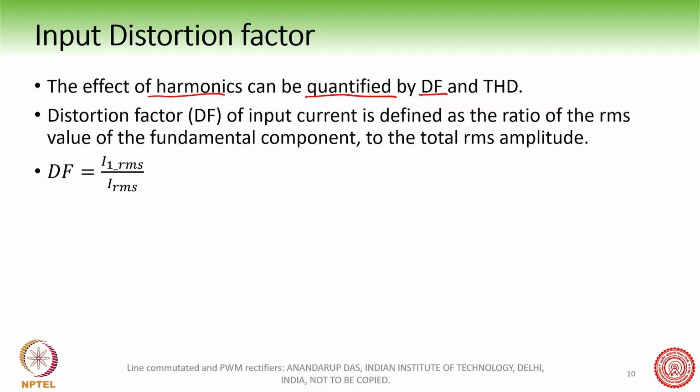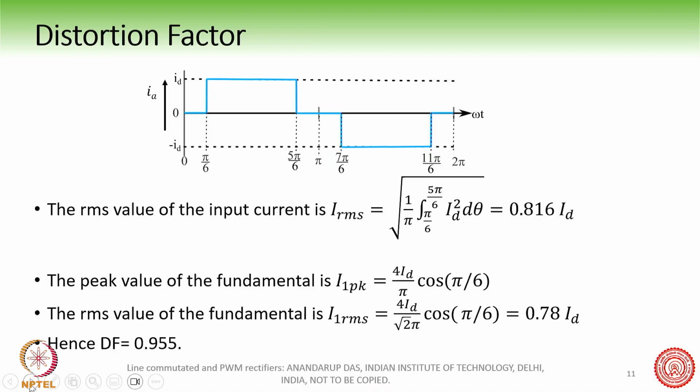The distortion factor of input current is defined as the ratio of the RMS value of the fundamental component to the total RMS amplitude. So here, I1 RMS, the fundamental RMS, divided by the total RMS value. Let us find out the distortion factor for this quasi-square waveform of input current.